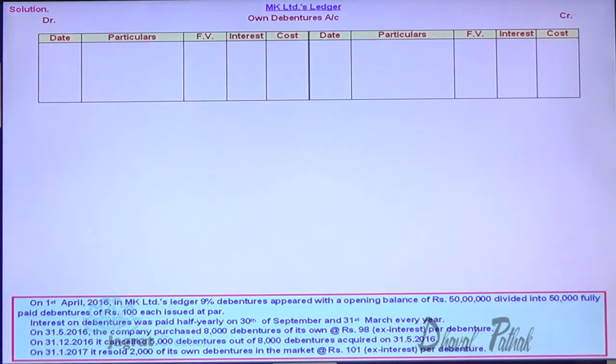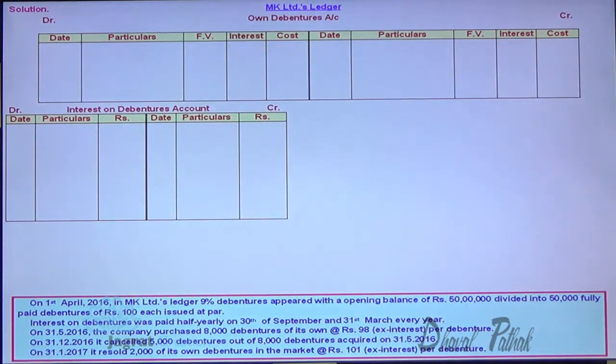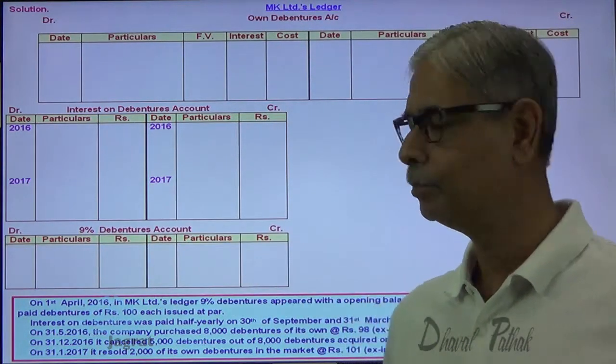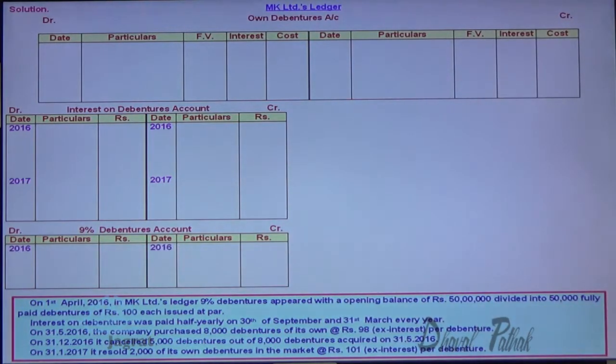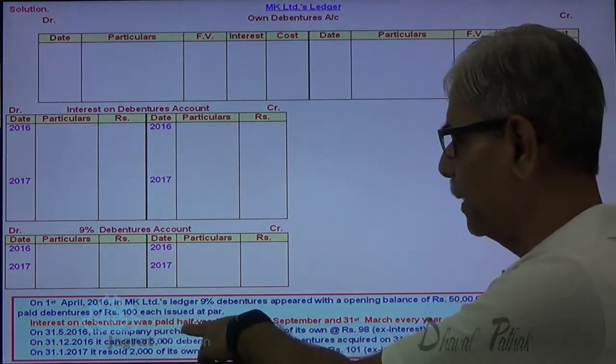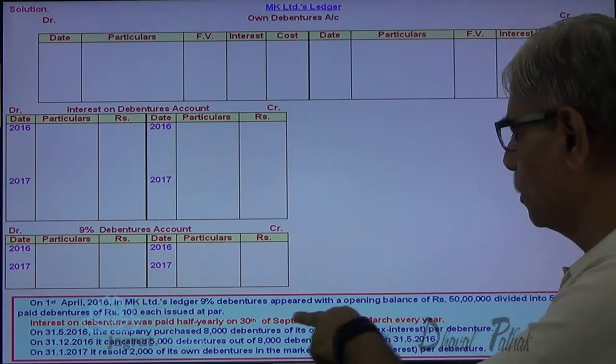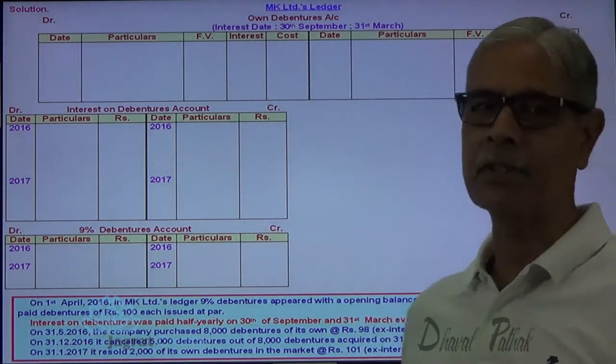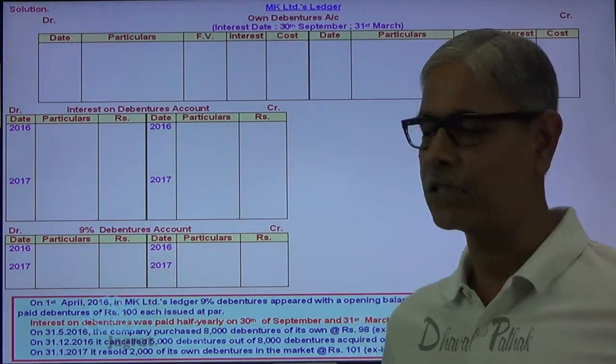So these are the details of the sum. Own debenture account, interest on debenture, 9% debenture account. What is the liability? On 1st of April, the interest is payable half yearly on 30th September and 31st of March. Let me write down at the top so that I can prepare own debenture account conveniently considering the date of interest thereon.